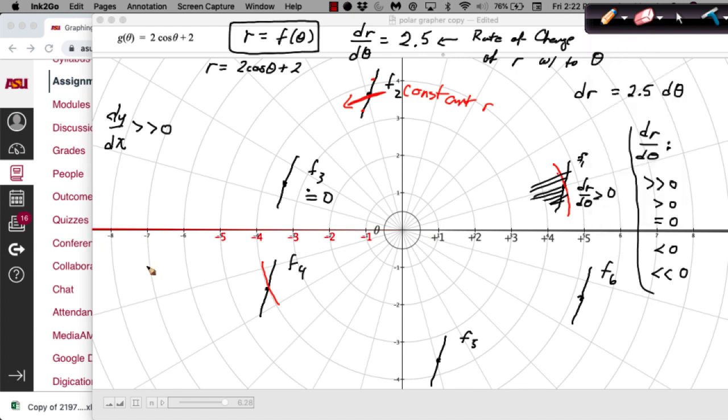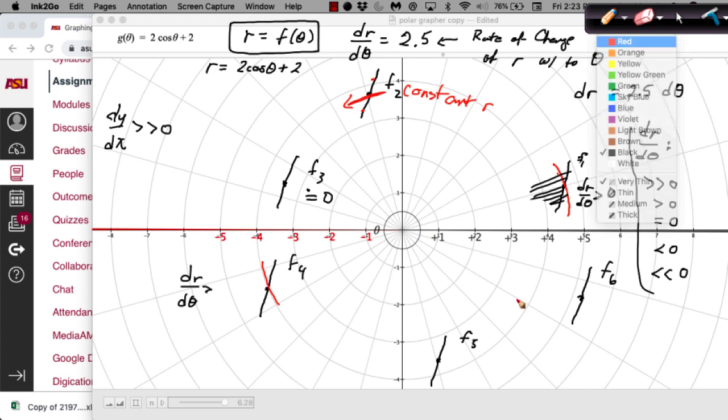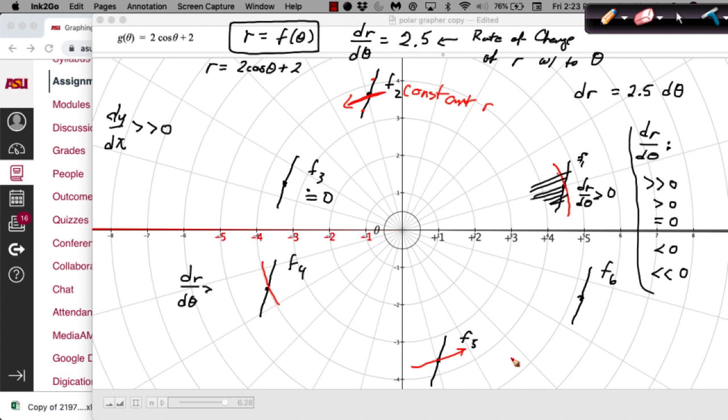All right, F5. Decrease or increase? So we're going this way. Here's constant r. Something like that is constant r. So r values are decreasing kind of rapidly there.